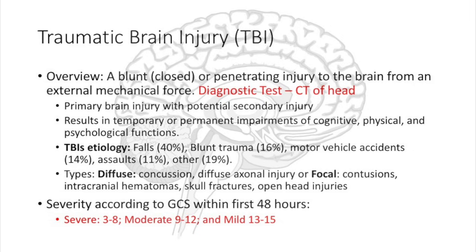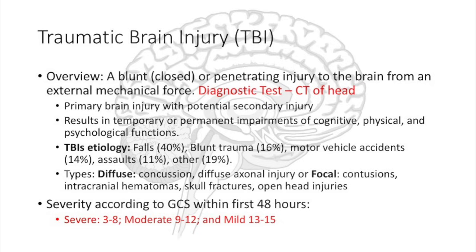So how do you know how severe a traumatic brain injury can be without imaging? You can look at the GCS. Within the first 48 hours, the GCS can be severe, 3 to 8, moderate, 9 to 12, or mild, 13 to 15. Next is your epidural hematomas.